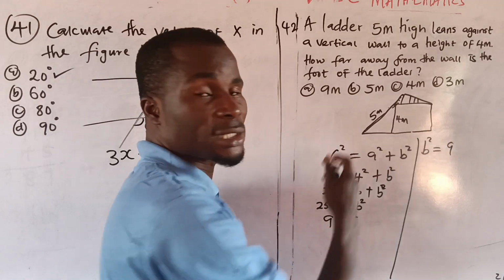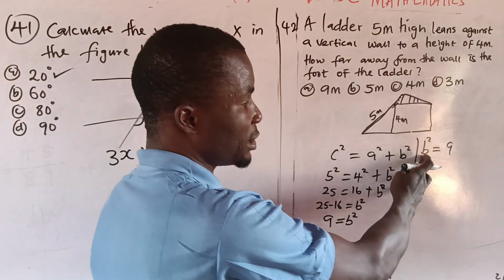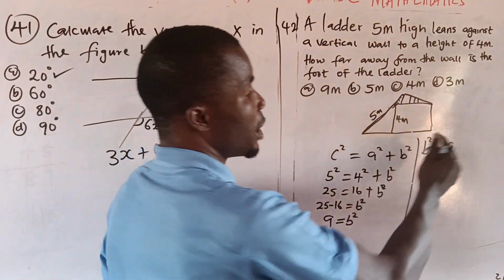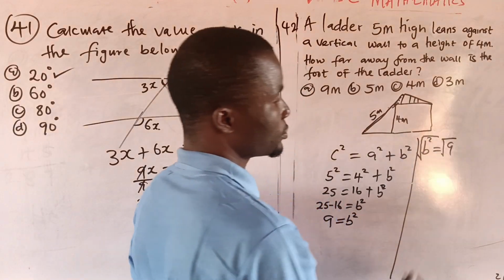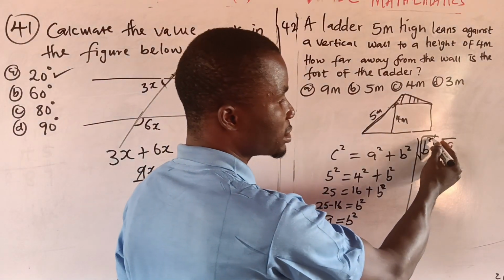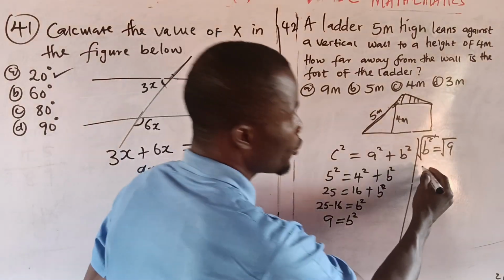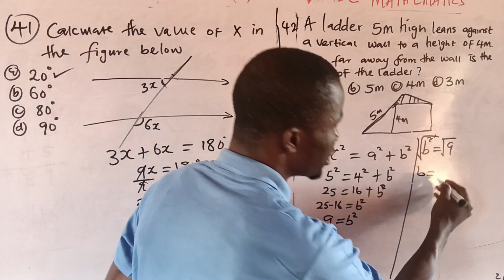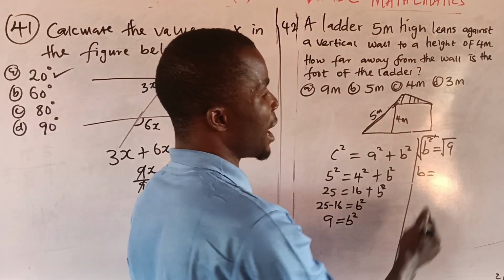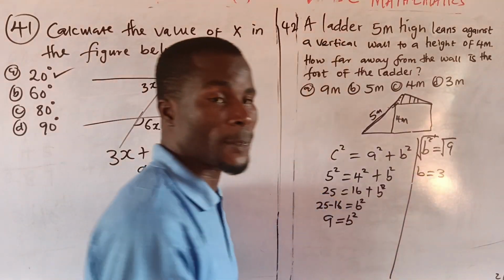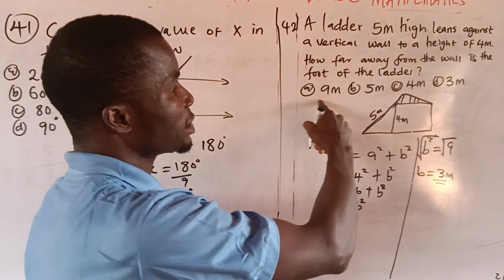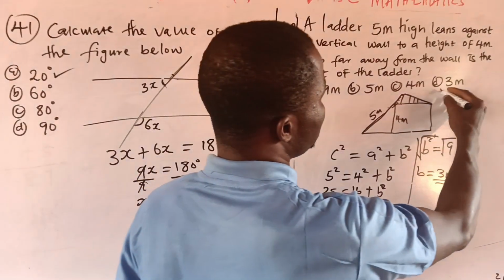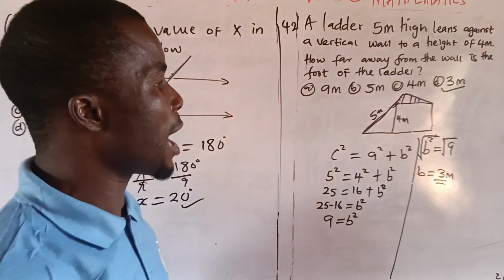For this b to stay alone, we are going to take the square root of both sides. So this square root cancels this square. We are left with b equals the square root of 9, which will give us 3. So our answer is 3 meters. Now let's check the options. Option D is the right answer.